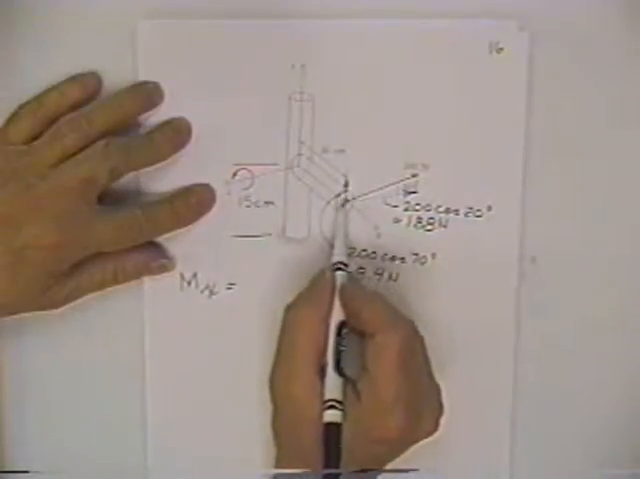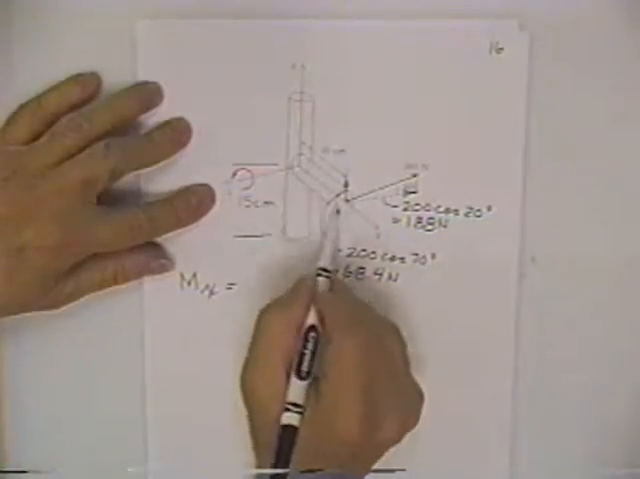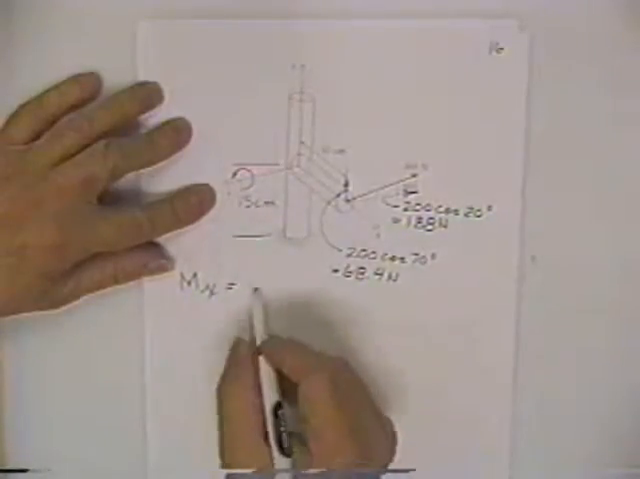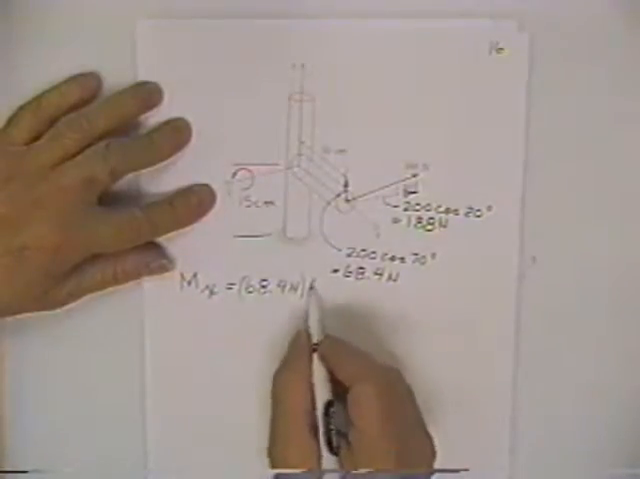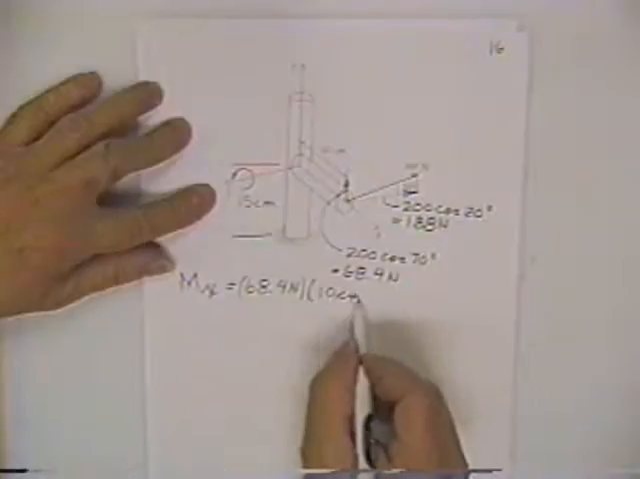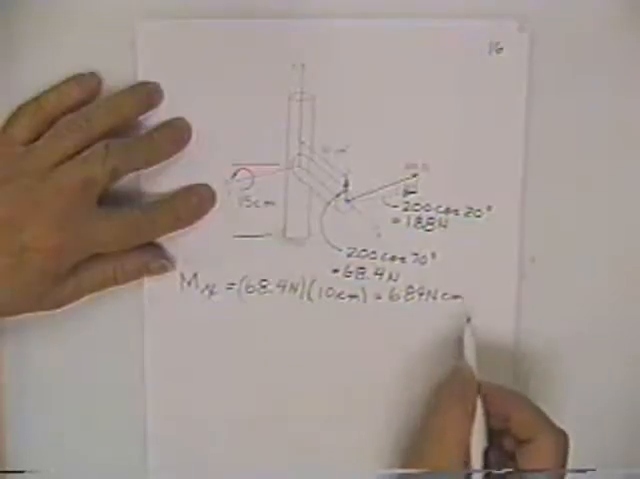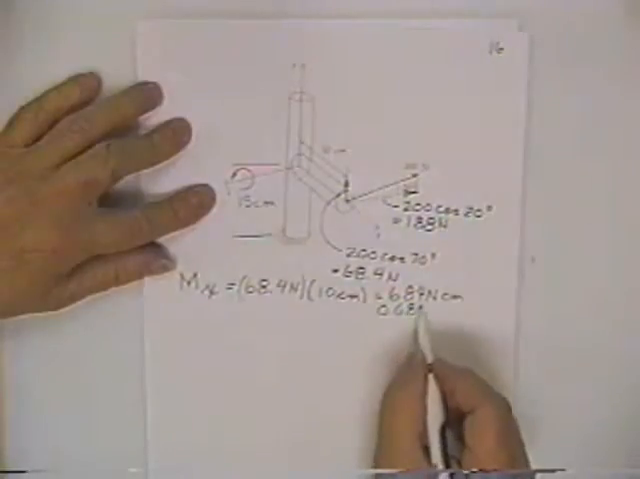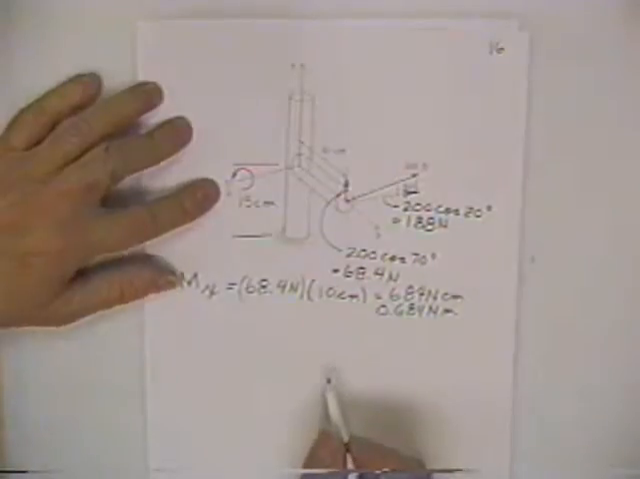This force, however, is perpendicular to that axis, and therefore, being 10 centimeters away, it would cause some tendency to roll about the x-axis. That moment would be 68.4 newtons multiplied times how far this is away from the x-axis. That's 10 centimeters. So 684 Newton centimeters. Most people probably call that a Newton meter, and move the decimal down to be 0.684 Newton meters worth of moment, worth of tendency to roll about the x-axis.